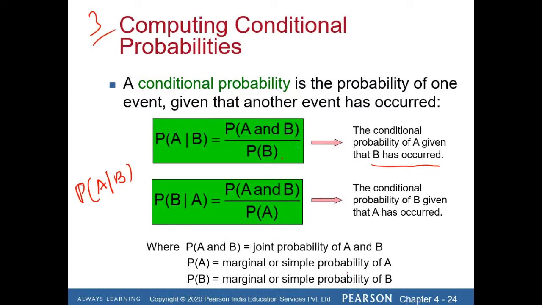The probability of A and B is called joint probability. For example, the joint probability for January and Wednesday is 4 upon 365. Marginal or simple probability of A, suppose the January probability is 31 by 365, and the marginal or simple probability of B. What is the total probability in a year for Wednesday? All of you know how many Wednesdays there are in a year. So total 52 by 365.